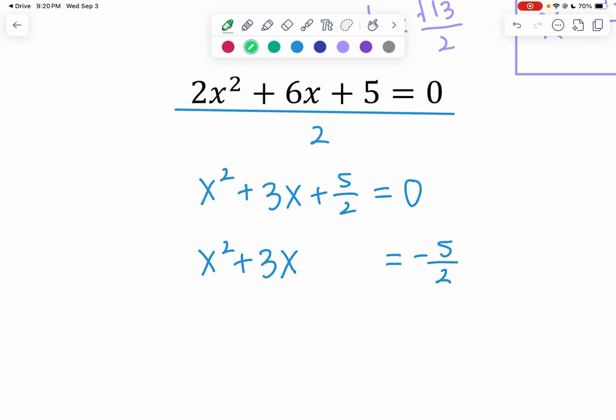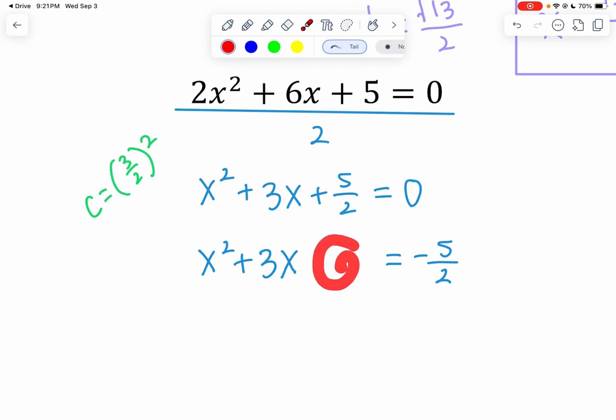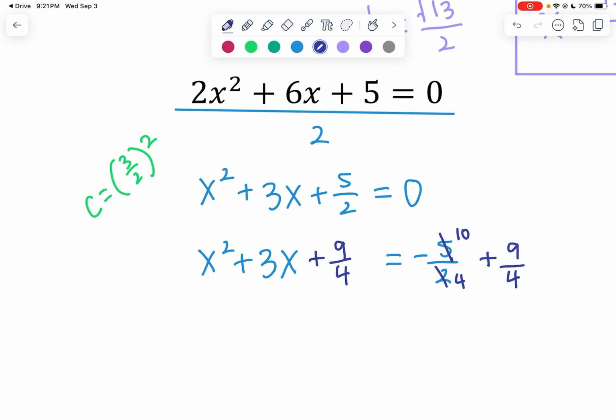So remember that defines c, that's just b over 2 or 3 over 2 squared. Remember, this should always be a positive number. So that's going to be 9 fourths. And then over here, I'm also going to add 9 fourths. Now, they're both fractions. My common denominator is going to be 4. So just multiply this by 2. So that would be 4. That would be 10. Now I have a common denominator, negative 10 fourths plus 9 fourths. Okay? Now, this side's going to factor to be x plus 3 over 2 squared equals negative, because this was a negative, so negative 10 fourths plus 9 fourths is negative 1 fourth.